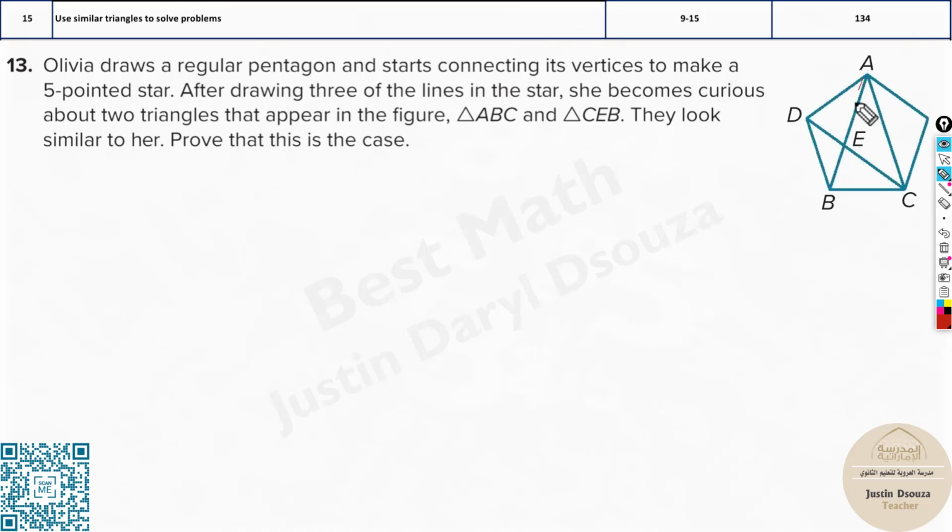You can see over here ABC, this one and this one. They look similar to her. Prove that this is the case. We basically have to prove it's similar. So they have told us it's similar itself. We just have to prove it.